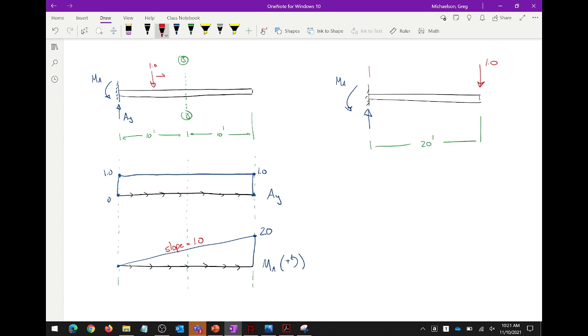Now, if I had more going on here, if I had like a roller and then I had a hinge, what would that look like? Like if I had a roller here and a hinge here, it might go up and down, but it would still just rotate up at a slope of 1. Does that make sense? Any questions? Now we're not done.